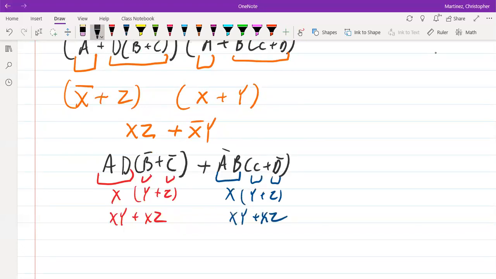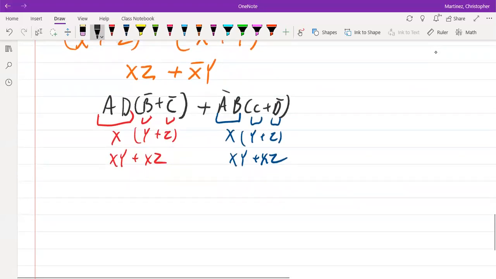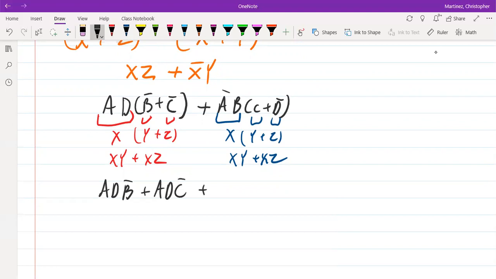Okay, so let's substitute back in. What's my X? My X in red is AD. My Y is B bar. My X is AD. My Z is C bar. All right. My X is A bar B. My Y is C. My X is A bar B. And Z is D bar. So now we're down to these four terms.